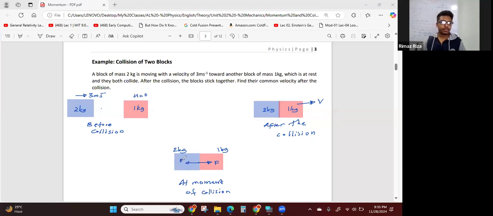F. Now I'll ask you all a small question. Can we apply the linear momentum conservation principle to the 2 kilogram mass? Listen carefully. Can we apply the linear momentum conservation principle to the 2 kilogram mass?